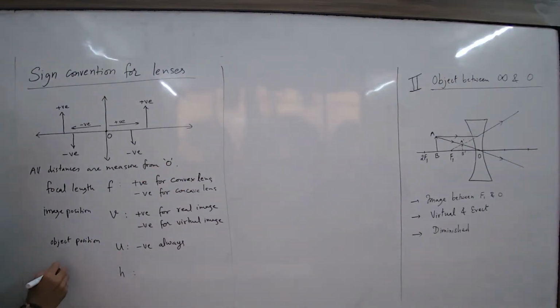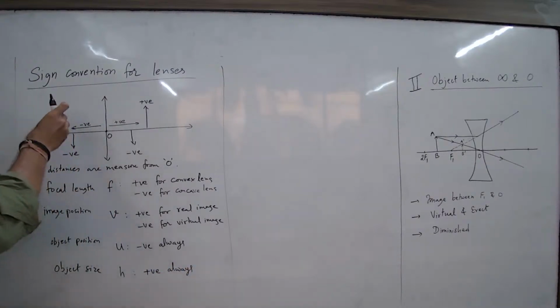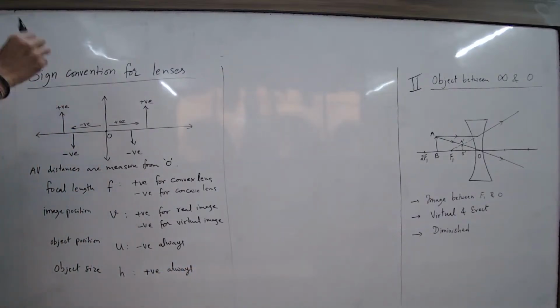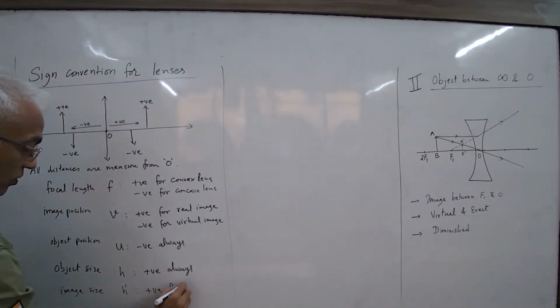So this is object height, object size. This is positive always, because object size is above the principal axis, along the y-axis. What about image size? Positive for virtual, negative for real.